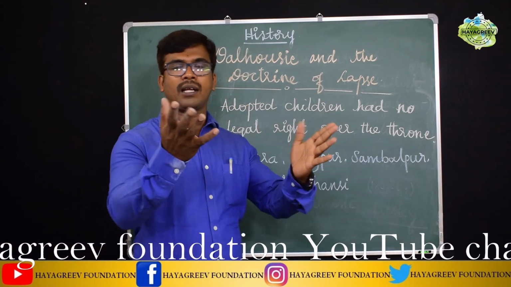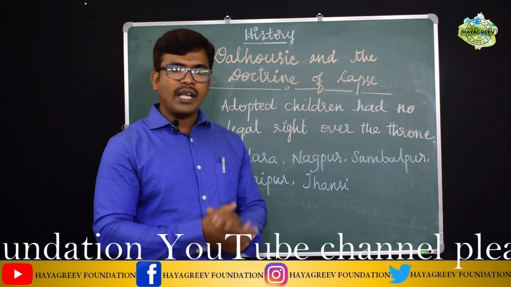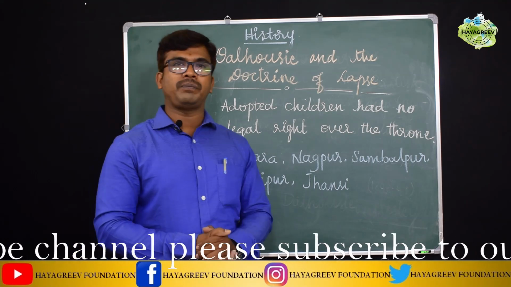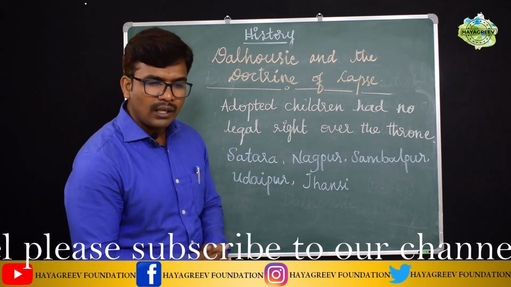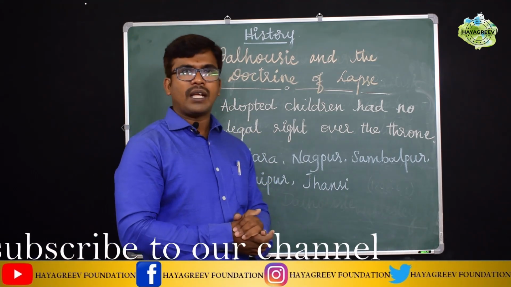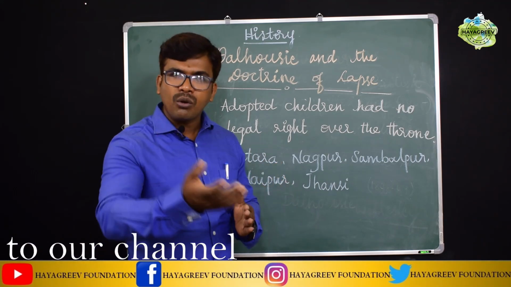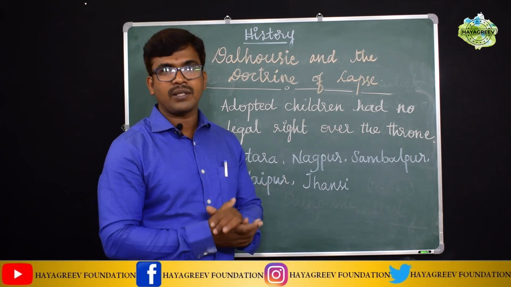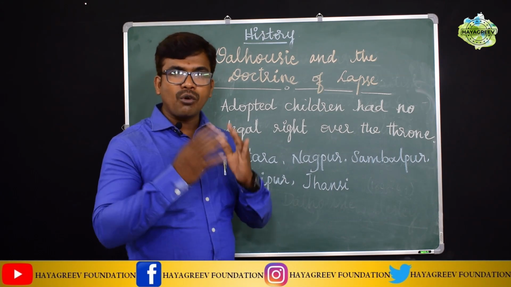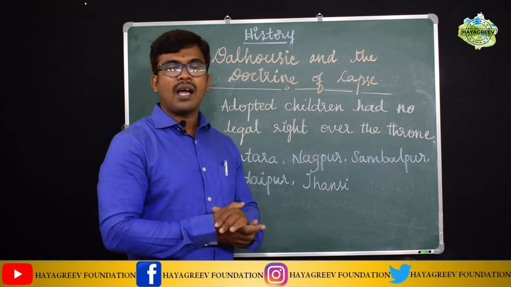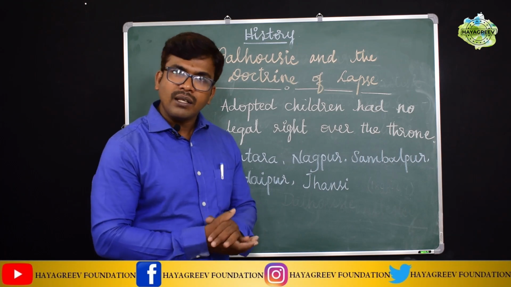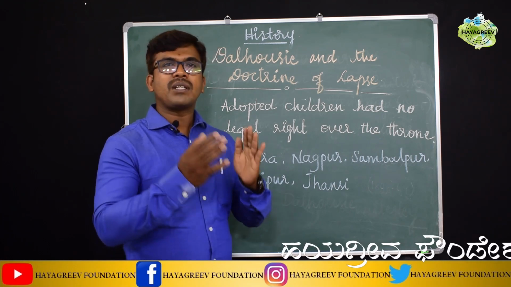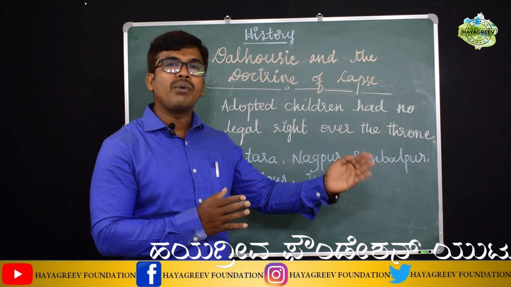Dattu putrarige hakkilla. So like this, a new cunning policy was introduced by Lord Dalhousie. According to the doctrine of lapse, if any Indian ruler died childless, without having children, especially a male child, then he must surrender his kingdom to the British.